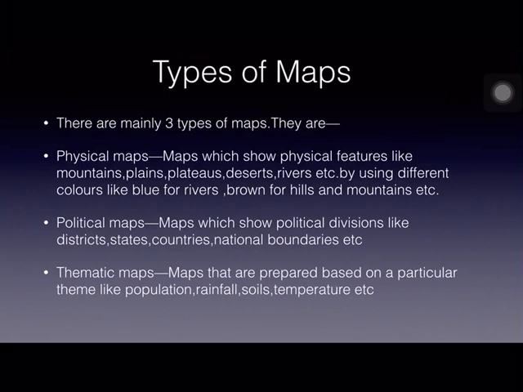And the third one is thematic maps. Maps that are prepared based on a particular theme like population, rainfall, soils, temperature are called thematic maps. That means taking a particular theme, maps are prepared. Population, India's population: the map will be showing population in different states. Like that, rainfall: rainfall in different regions, areas or states will be shown, under the heading India rainfall. Like that, taking a particular theme, maps are drawn. So maps that are prepared based on a particular theme like population, rainfall, soils, temperature, etc. are called thematic maps.